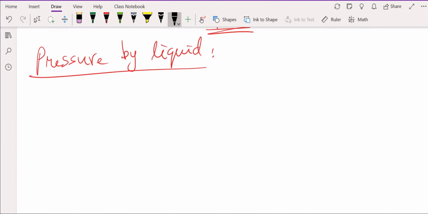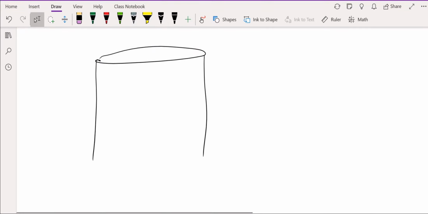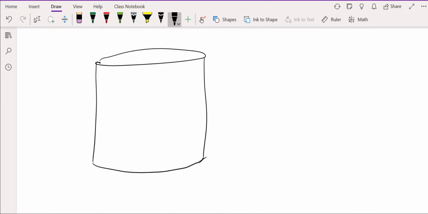So let's look at a beaker of water or liquid. So we got some water here. Will the water exert a pressure at the bottom of the beaker? Yes? No? Will the water inside the beaker apply a pressure at the bottom of the beaker?